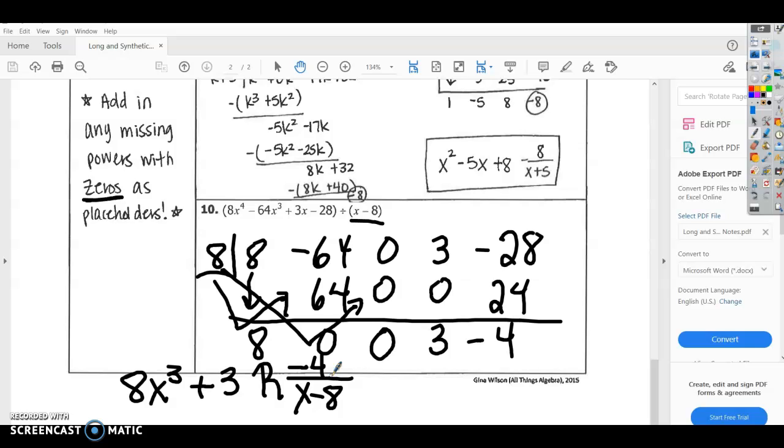So again, this is polynomial long division when you are missing a term.